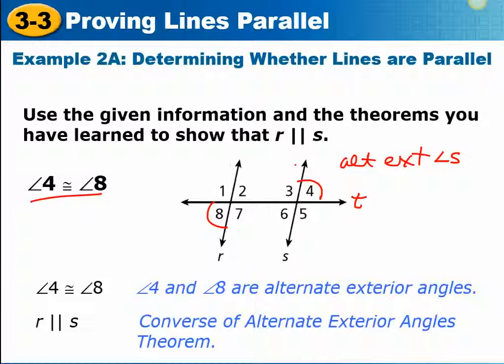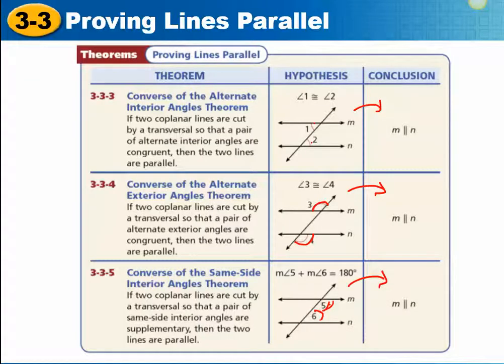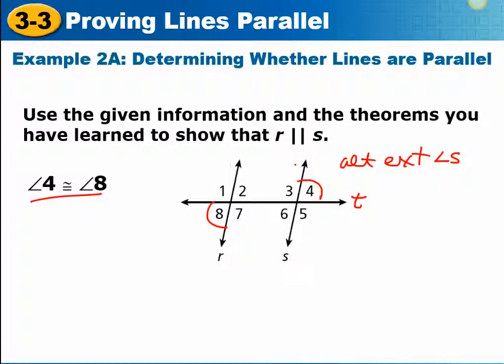So you identify what those angles are, and if they are congruent, then you look and see if you can use one of these theorems or the converse of the corresponding angles postulate in order to say then that you have parallel lines.